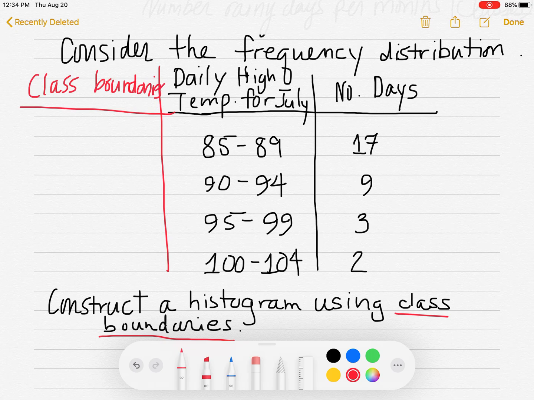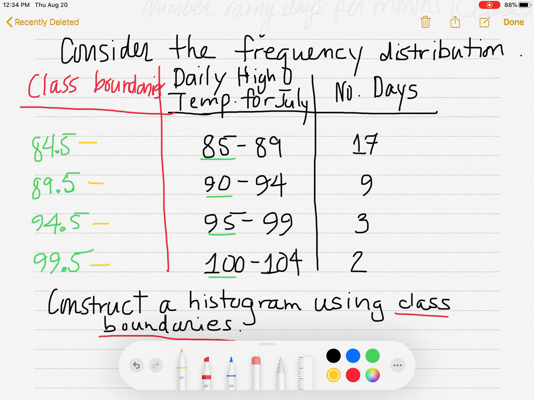So remember, to start with the lower boundaries, you subtract 0.5 from your lower limits. You're going to get what? For the first one, 84.5. For the second one, you're going to have 89.5. For the third one, you're going to have 94.5. And for the fifth one, you have 99.5. Those are the lower boundaries. Okay, I want to put a little dash in between.